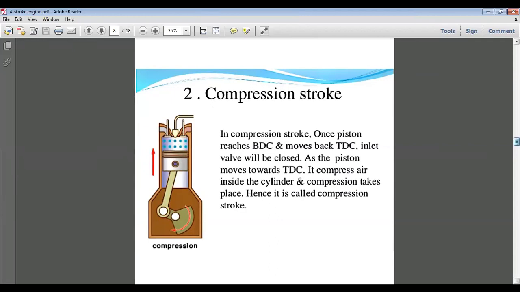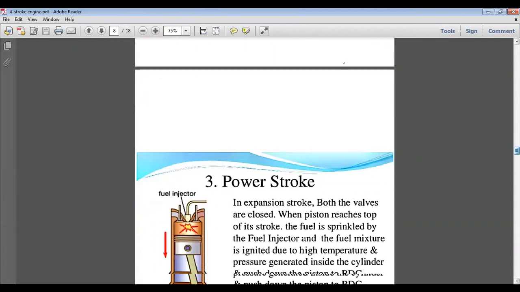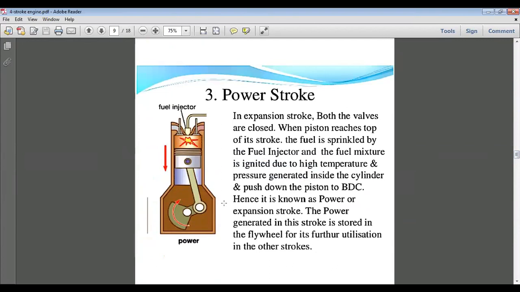So that's why it is called the compression stroke. And then the third one is the power stroke, where the actual energy is created. So in the expansion stroke, both the valves are closed.